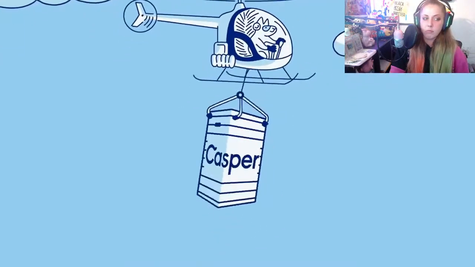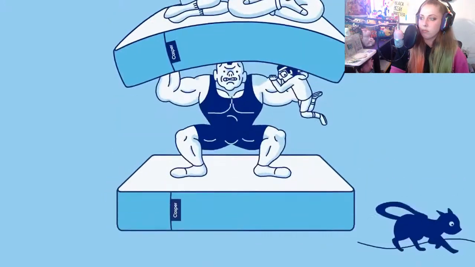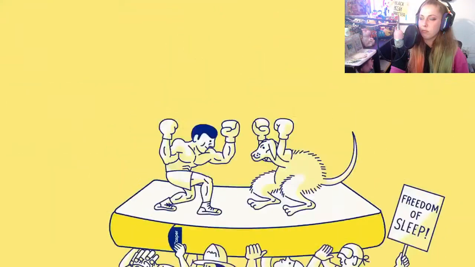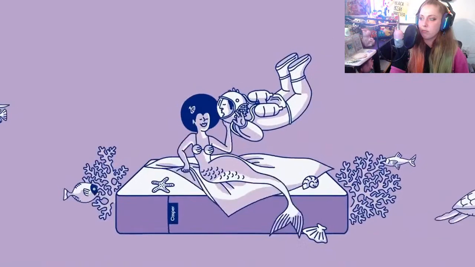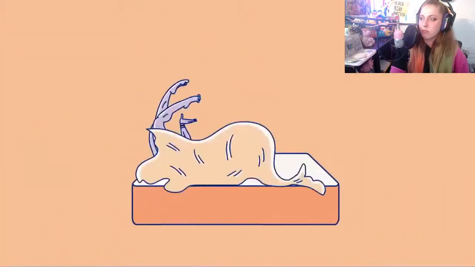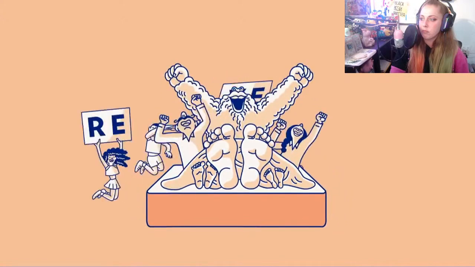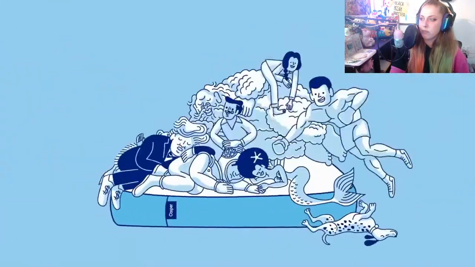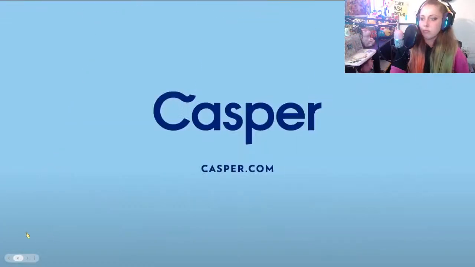At Casper, we make one perfect mattress for knitters, physically fitters, and even big wigs. Fighters, deep-sea divers, whatever your gig, single, hitched, or it's complicated, a Casper keeps you rejuvenated. Because there's one way to sleep that's second to none. Casper, the perfect mattress for everyone.